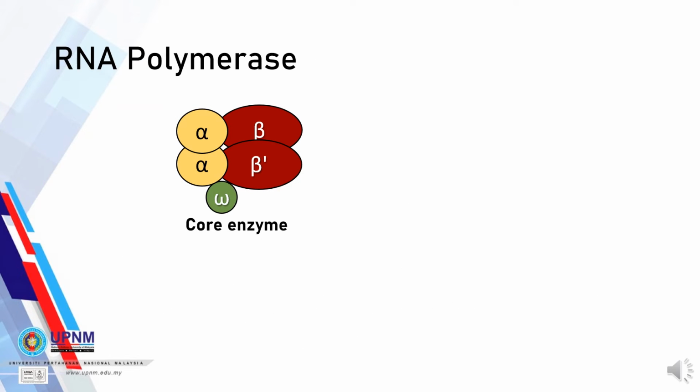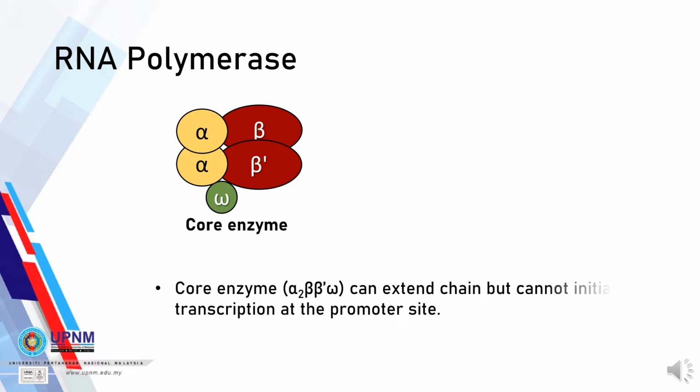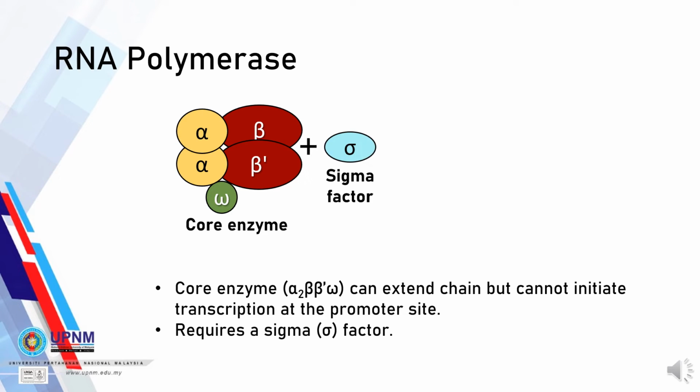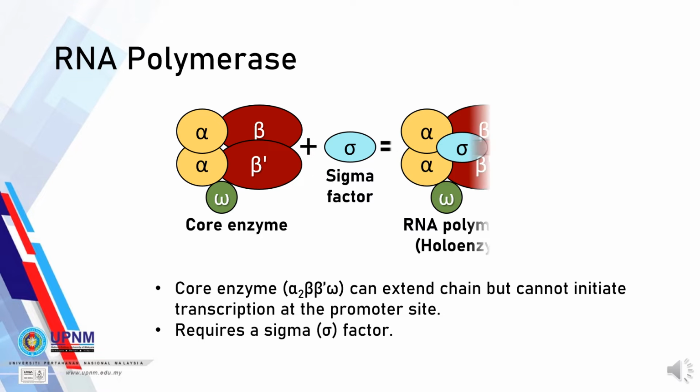The important enzyme for DNA transcription is RNA polymerase. Its core enzyme is composed of 5 protein subunits, namely 2 alpha, 1 beta, 1 beta prime, and 1 omega. This core enzyme cannot initiate transcription at the promoter site. Rather, it can only elongate or extend the transcription chain. Recognition of the promoter region requires a sigma factor. Together, core enzyme and sigma factor form a holoenzyme.